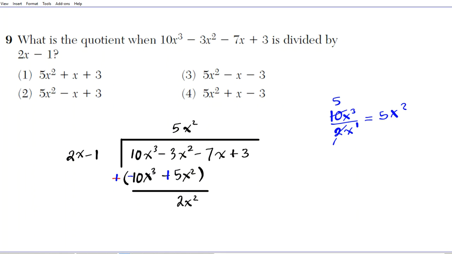So we are attacking this problem 2 at a time. We have only one term here, so what do we do? We bring down the next term 1 degree less, so 2x squared minus 7x, and then we'll repeat the process again. So 2x goes into 2x squared how many times? Or 2x times what gives you 2x squared?